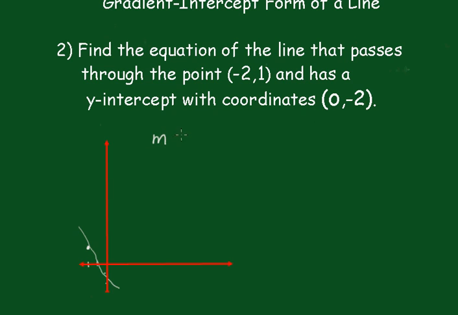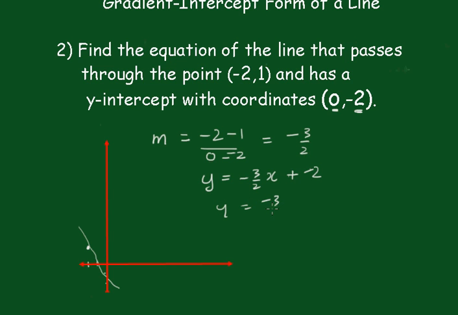Okay, let's have a look at the gradient. It's going to be the difference in the y values. So that'll be minus 2, minus 2 take away 1 over 0 take away negative 2. Okay, that gives me negative 3 over 2. And that works, doesn't it? Negative gradient. So therefore, y is equal to minus 3 over 2x, and that'll be plus negative 2, isn't it? Negative 2, which is y equals minus 3 over 2x minus 2.